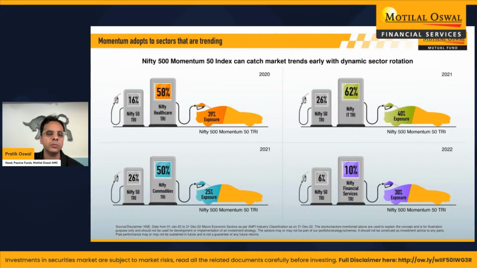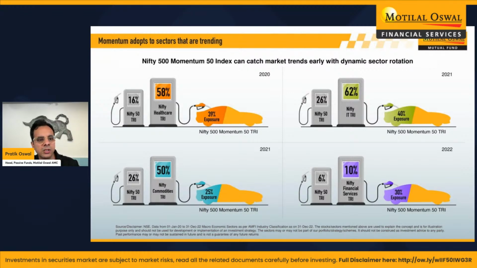The reason why this is important is because what we've seen is in India, cycles tend to be very, very small. For example, in 2020, during the COVID crash, healthcare stocks did really well, and this index had a 40% exposure to healthcare. If you remember the year after, oil and gas commodities did really well, and this index had a very high exposure to oil and gas. Even when it comes to financial services, this index had a very high exposure in 2022 when financials were doing well. So it's one of the best sector rotation funds out there.